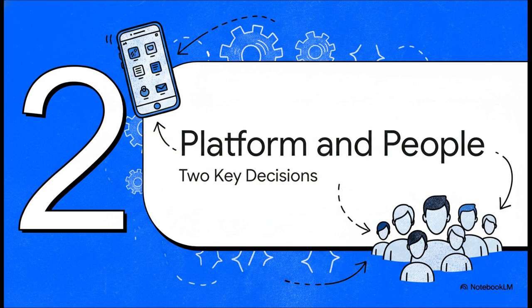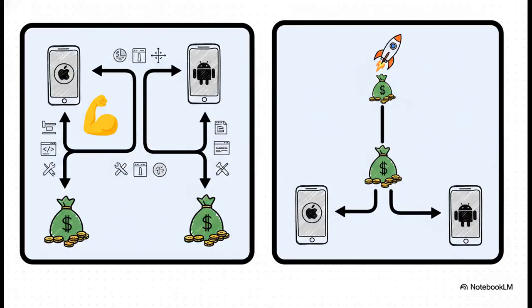All right, so let's say you've got a handle on your scope. What's next? Well, there are two other huge decisions that are going to seriously shape your budget: the technology you build it on and the people you hire to do the building. This is a classic tech dilemma. On one side, you have native. Think of this as the high-performance custom-built option. You get the best speed and all the slickest features, but you have to pay to build two separate apps, one for iPhones, one for Androids.